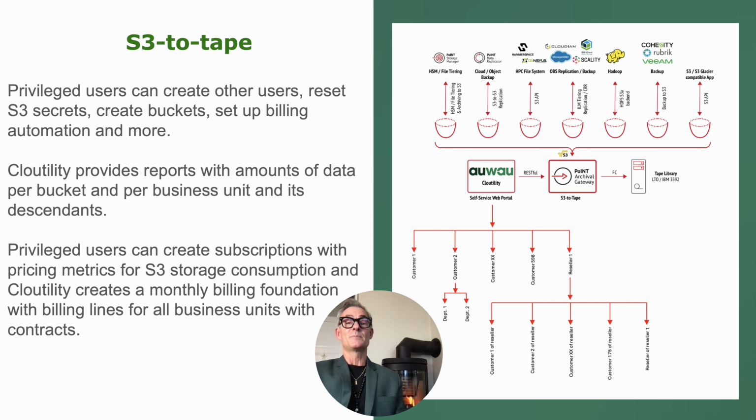Privileged users on each business unit can create other users, reset their S3 secrets, create buckets, and set up S3 storage subscriptions to automate the billing process. Cloutility reports amounts of S3 storage per bucket and per business unit, as well as aggregate numbers for a business unit and its descendants.